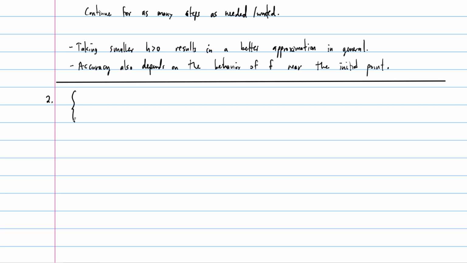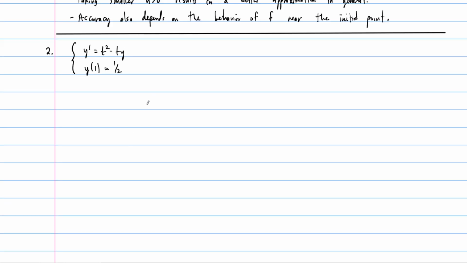So consider this initial value problem. This one is going to be y prime equals t squared minus t times y, and the initial condition is going to be y of 1 equals a half. I want to approximate the solution to this, provided it exists. So let's start by applying the FEUT. Remember, that was the first step.